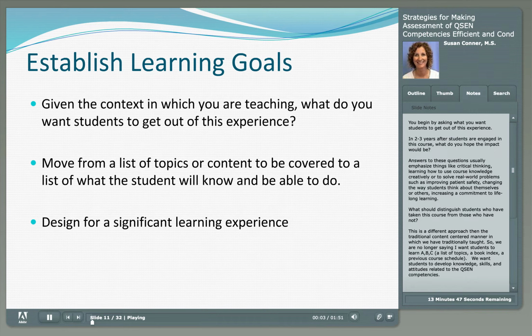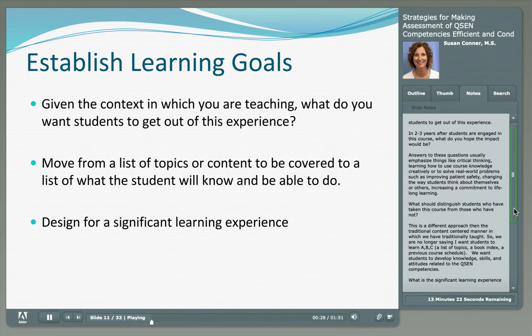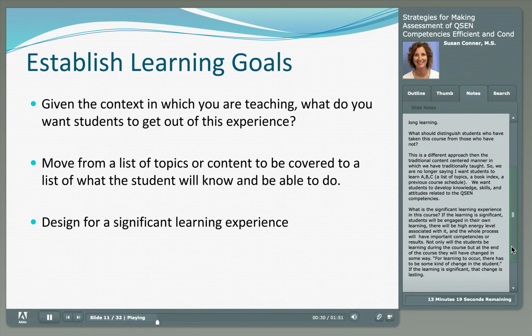You begin by asking what you want students to get out of this experience. In 2 to 3 years after students are engaged in this course, what do you hope the impact would be? Answers to these questions usually emphasize things like critical thinking, learning how to use course knowledge creatively or to solve real-world problems, such as improving patient safety, changing the way students think about themselves or others, and increasing a commitment to lifelong learning. What should distinguish students who have taken this course from those who have not?